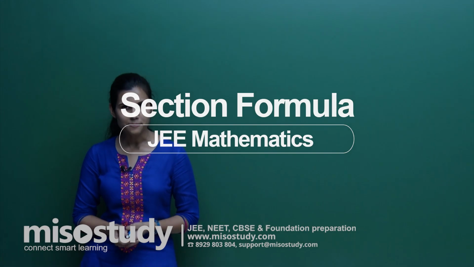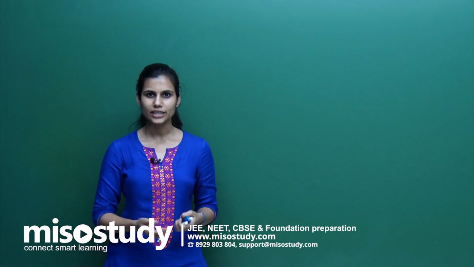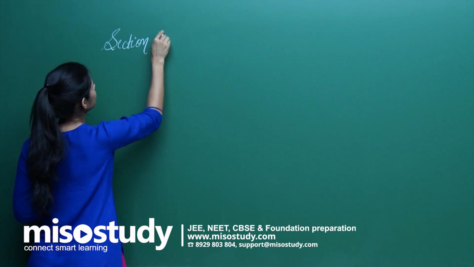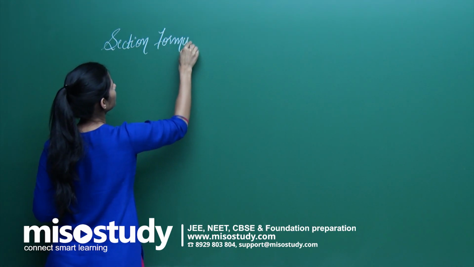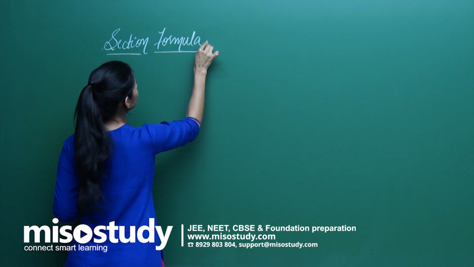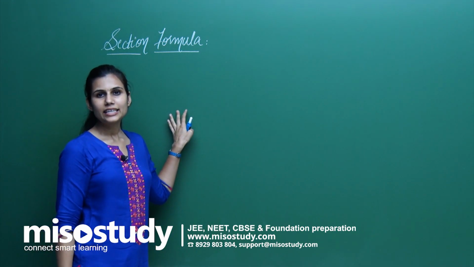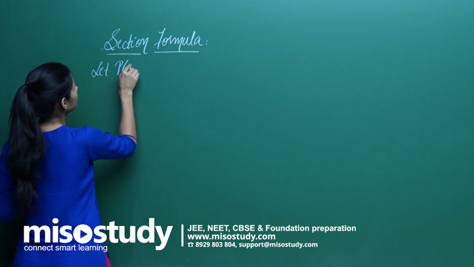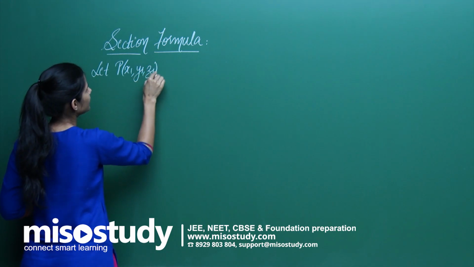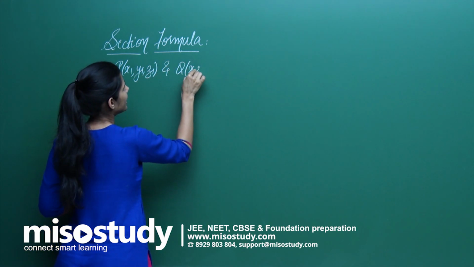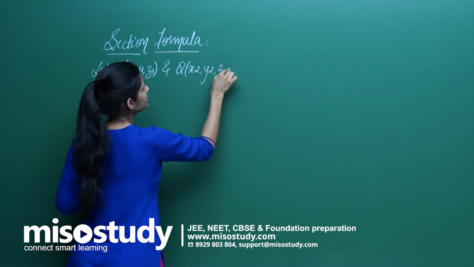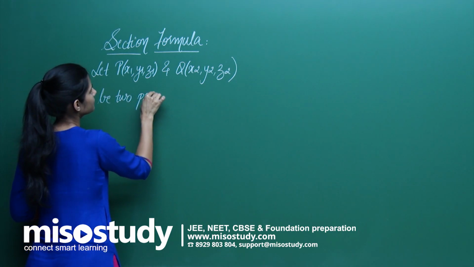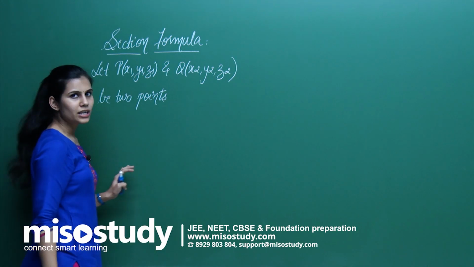About the distance formula and its applications, we have to begin discussing the section formula. Let's begin with discussing what the section formula is. What does it say? Let P (x1, y1, z1) and Q (x2, y2, z2) be 2 points. So I am talking about points in space.